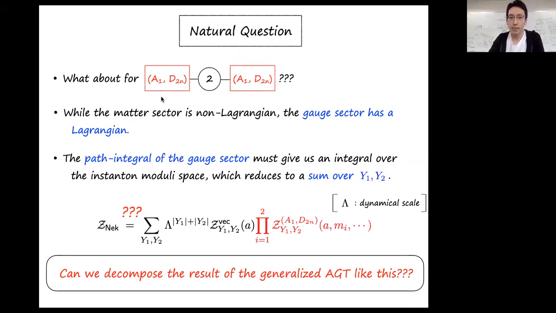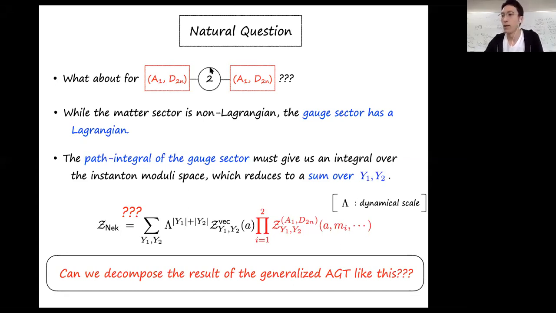Well, as I said before, these matter sectors don't have a Lagrangian, so you can't perform the path integral. It's not possible to evaluate the partition function of this guy by localization or path integral. But that's about the matter sector. Matter sectors are actually non-Lagrangian, okay? But the gauge sector is still a Lagrangian theory. You have a Lagrangian for this gauge sector. So in principle, you could consider the path integral of this gauge sector.